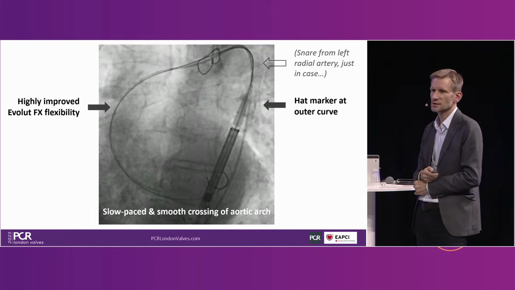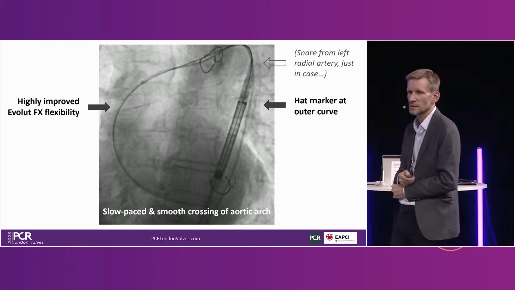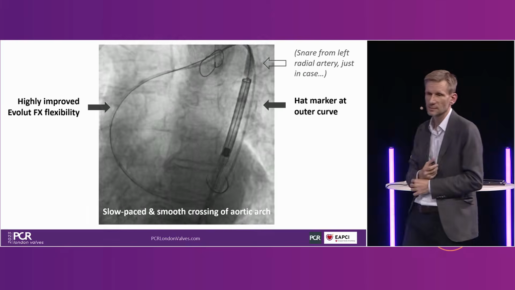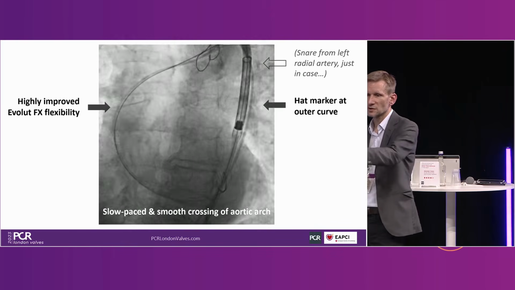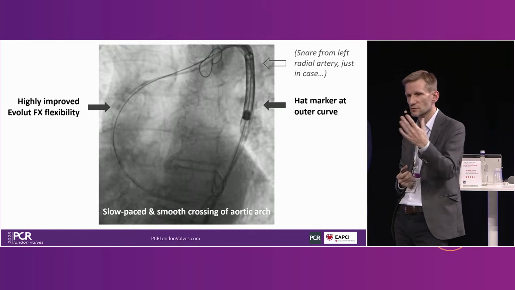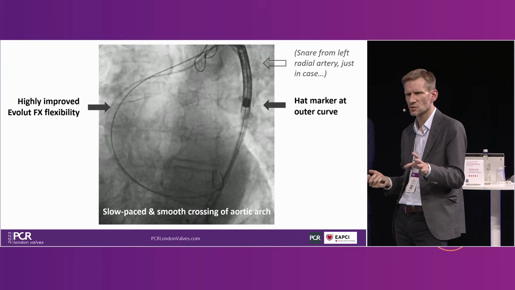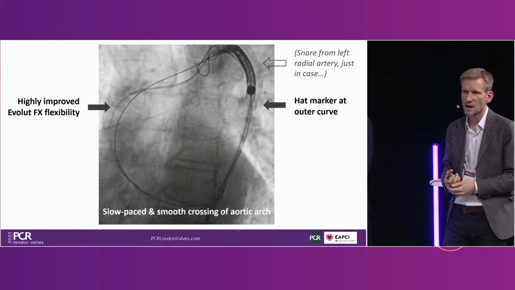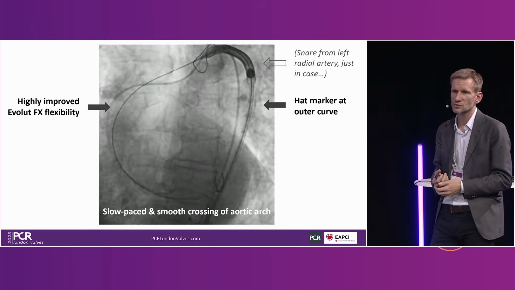And you see what I did. So you see already here why, maybe if I can, I don't think I can pause it. But what do I have here? So first the head marker at the outer curve, which is important for the crossing. I do the crossing very slow. I know it's a very angulated arch, and I want to show that it goes smoothly across.